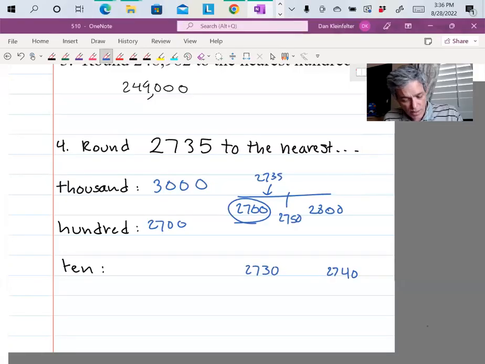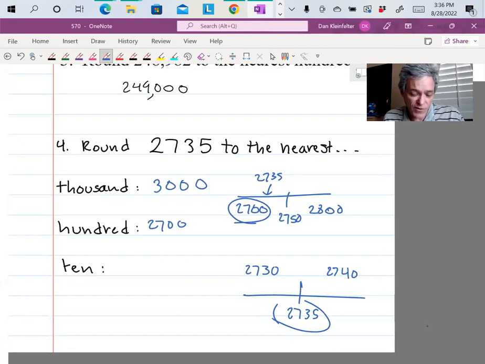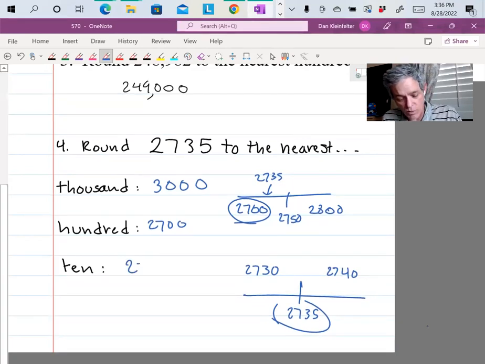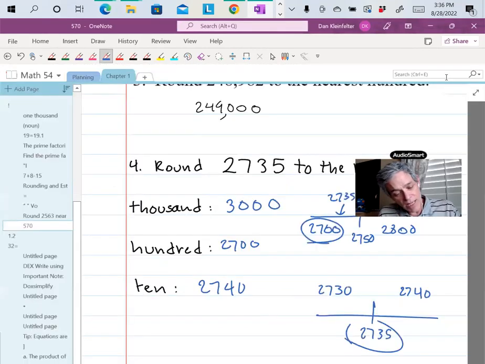To the nearest 10, sorry about that, Zoom quit on me for a moment. Let's see if it's back. 2,730 to 2,740. 2,735 is exactly halfway between. And so the custom for that is that we'll round up and call it 2,740. Okay, so that takes care of that.